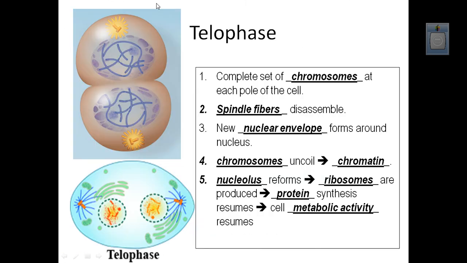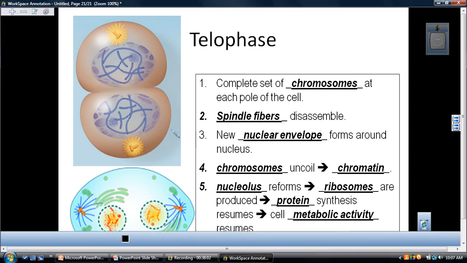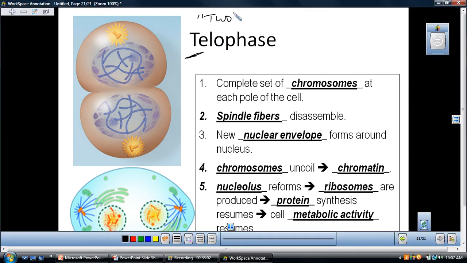Okay, zooming on down. We're coming on the home stretch. Hang in there, y'all. Okay, now we've got telophase. T for tele, T for two. Okay, not two new cells yet. It's two new nuclei. Okay, new nucleus here, new nucleus here. So we've got a complete set of chromosomes at each pole of the cell. We've got a complete set of chromosomes here, complete set here.